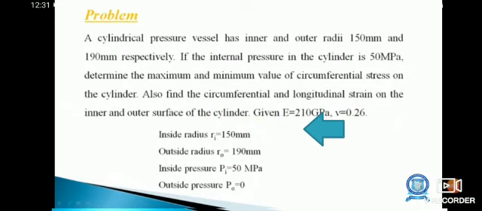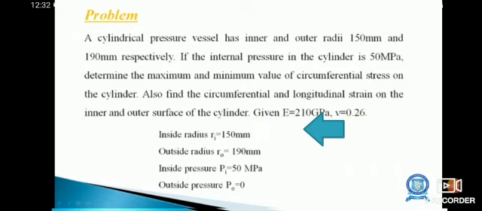Next problem. A cylindrical pressure vessel has inner and outer radii of 150 mm and 190 mm respectively. If the internal pressure in the cylinder is 50 megapascal, determine the maximum and minimum value of circumferential stress on the cylinder. Also find the circumferential and longitudinal strain on the inner and outer surface of the cylinder. Given Young's modulus E is equal to 210 gigapascal, Poisson ratio mu is equal to 0.26.